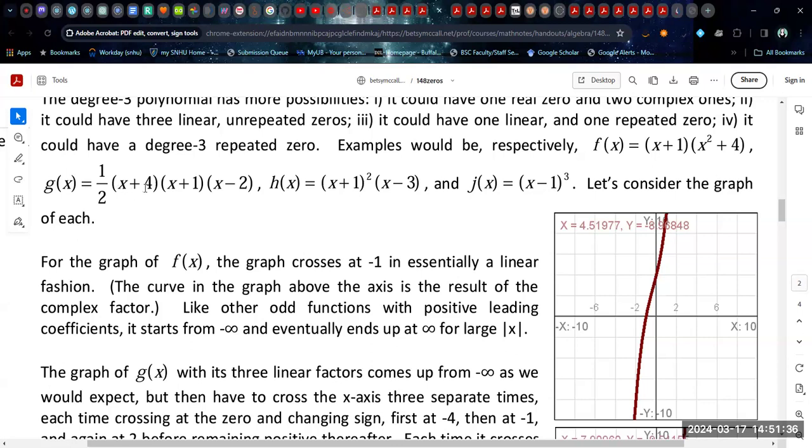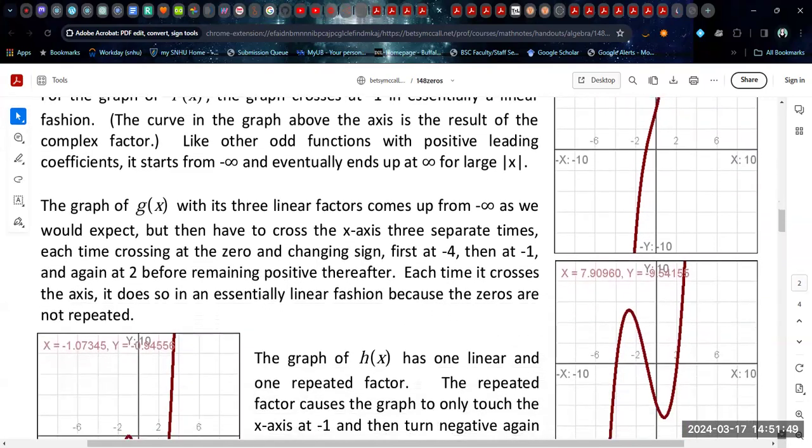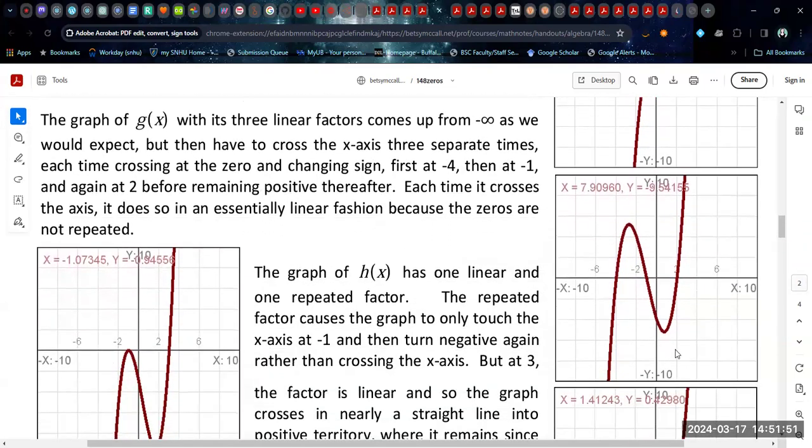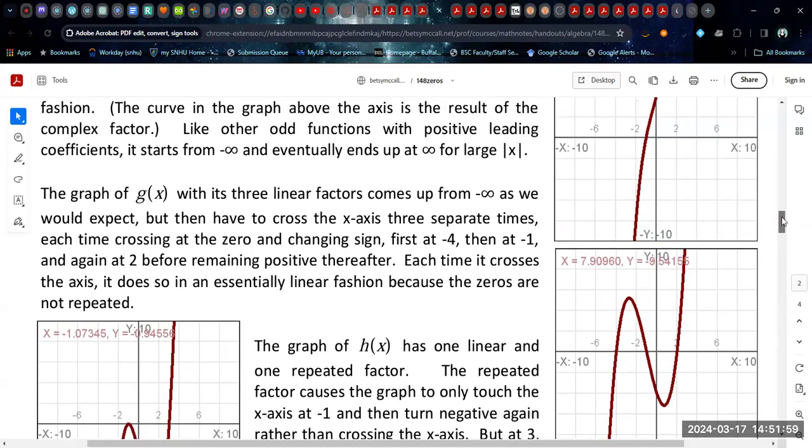If I have a function like this, where I have 3 zeros, they're all linear, I'm going to get a cubic again. My leading power is still 1. And so when I try to graph this, I'm going to get something that looks like this. Again, it's going to start at negative infinity. It's going to end at positive infinity. I have 3 zeros.